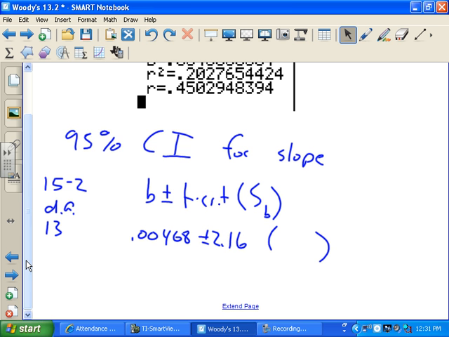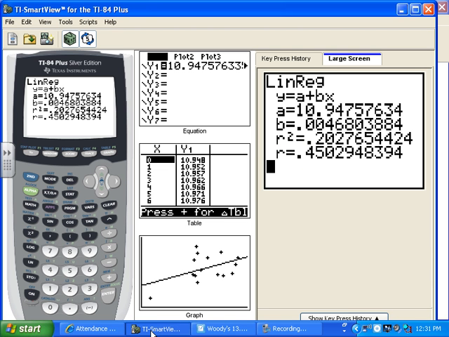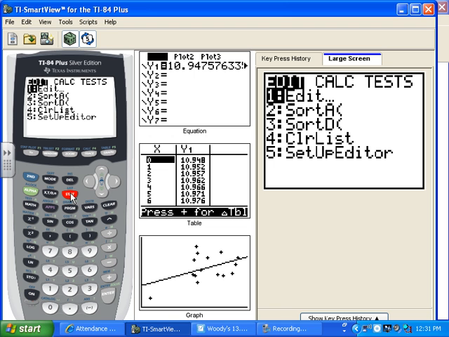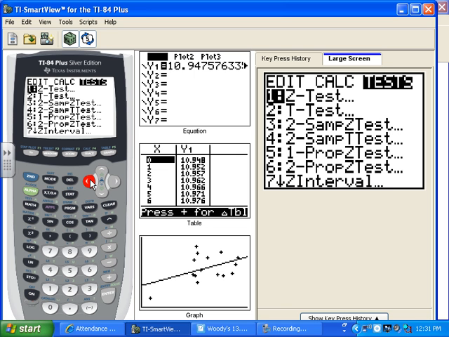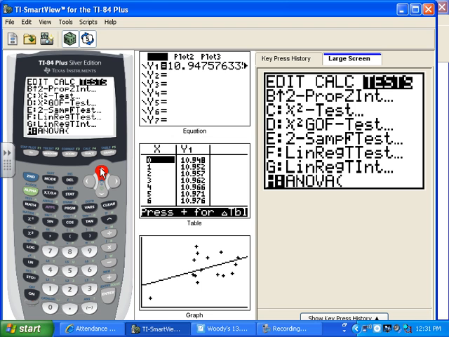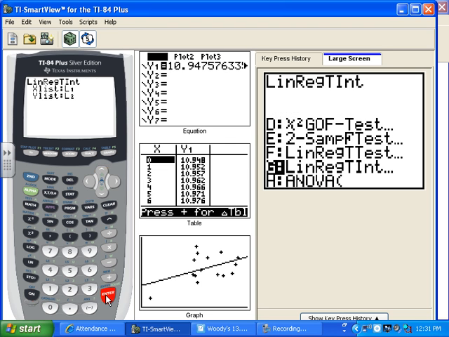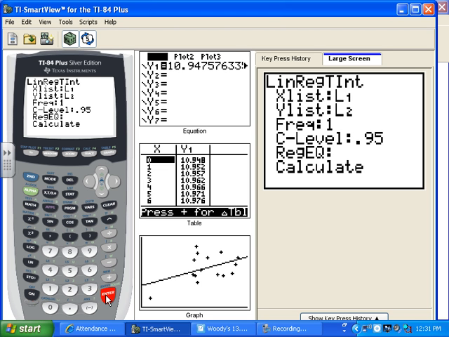And here's one of the best buttons that I have for you ever, because you saw how much work that formula was, and most of you already predicted it. Stat, test. At the very bottom, we have a linear regression t-test and a linear regression t-interval. Linear regression t-interval. Where is your x data? List 1. Where is your y data? List 2. Frequency stays at 1. Confidence level 0.95. Hit calculate.